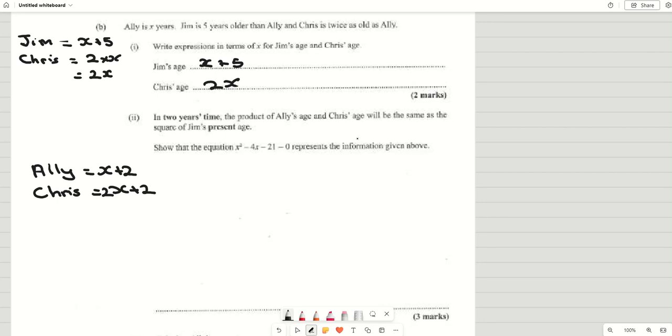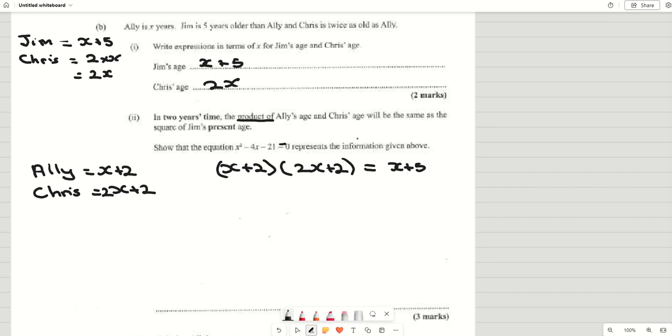They said the product, what does product mean? Multiply. So they say the product of Ali's age, which is X plus 2 in one bracket, multiplied by Chris's age, which is 2X plus 2, will be equal to Jim's present age. What is Jim's present age? X plus 5. So when you're reading this question, read it very carefully. Show that the equation x squared minus 4x minus 21 is equal to 0. Represent the information above. So first off, let's multiply this and see where we could go from here.